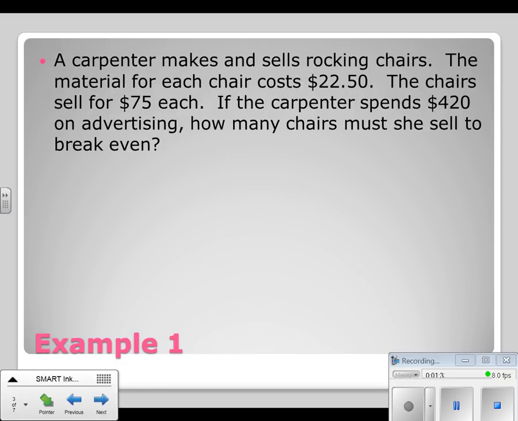In this first one, a carpenter makes and sells rocking chairs. The material for each chair is $22.50. The chairs sell for $75 each. If the carpenter spends $420 on advertising, how many chairs must she sell to break even? And so we know it's a system. We need to come up with 2 linear equations. In this problem, the 2 things we know are the expense and the income.